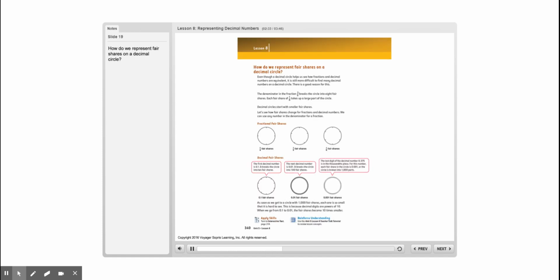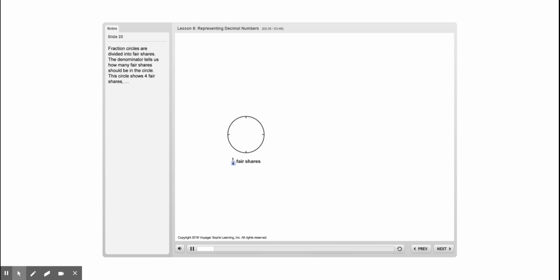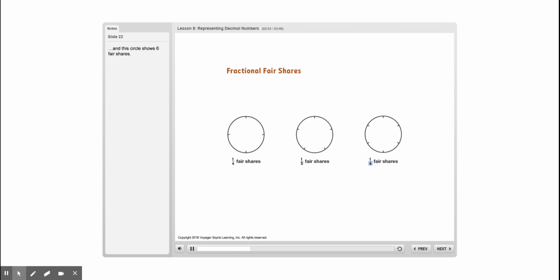How do we represent fair shares on a decimal circle? Fraction circles are divided into fair shares. The denominator tells us how many fair shares should be in the circle. This circle shows 4 fair shares. This circle shows 5 fair shares. And this circle shows 6 fair shares.